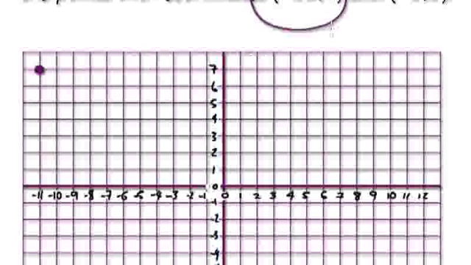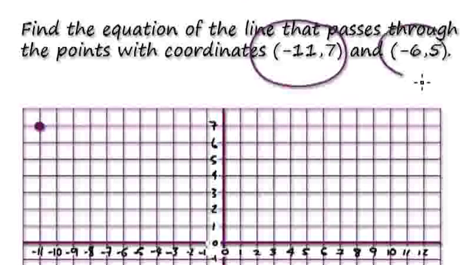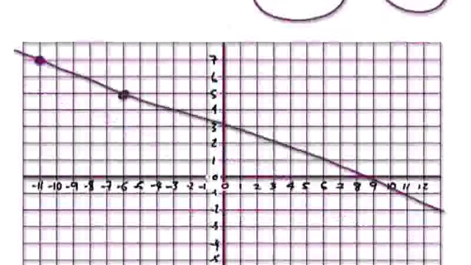So one point is here, and the other one is minus 6, 5. So minus 6 is here, and then 5 up, so it will be right here. If you join these two points together, it's going to be a straight line like this. Find the equation for this line here.